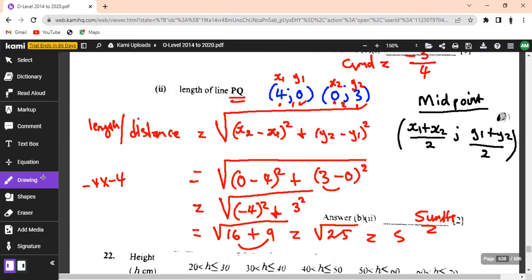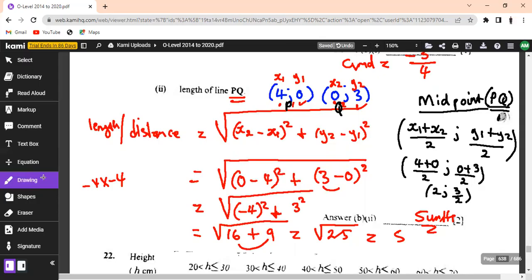So if the question needed us to calculate the midpoint of PQ, this is our P and this is our Q. We add x1, which is 4, plus x2, which is 0, over 2, and y1, which is 0, plus y2, which is 3, over 2. That's how you calculate the midpoint. So 4 plus 0 is 4, divided by 2 gives us 2. 0 plus 3 is 3, divided by 2 is 3 over 2. So this is if the question needed you to calculate the midpoint.